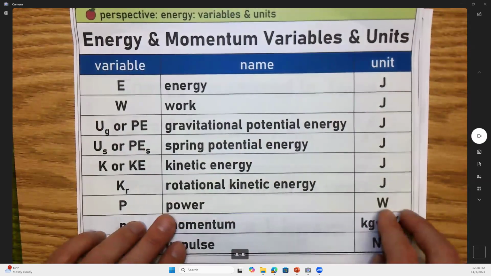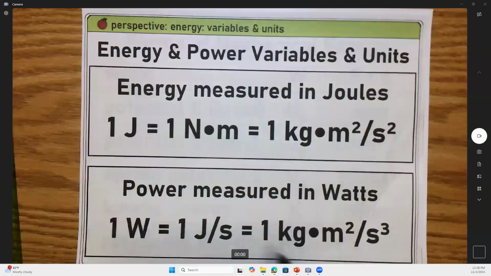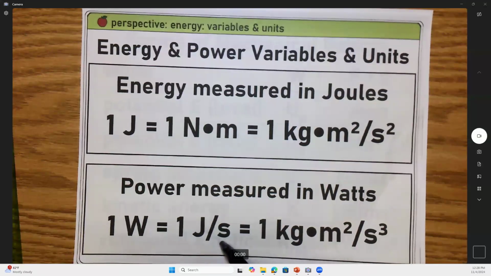So power is so many watts. Okay, so what is power in watts? Well, I got it right here. One watt as a unit is 1 joule per second. If you can read the music of these units, that tells you what power is.